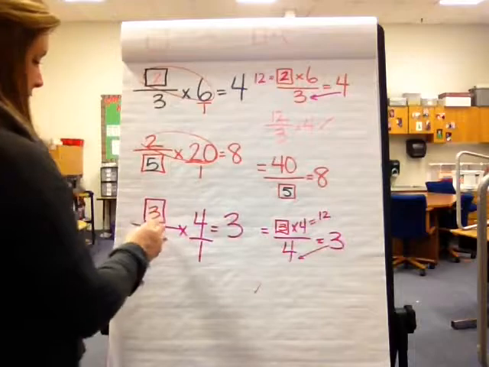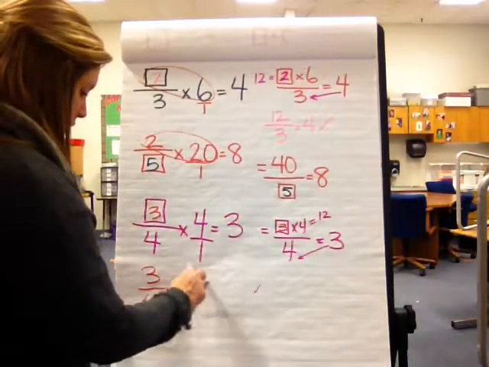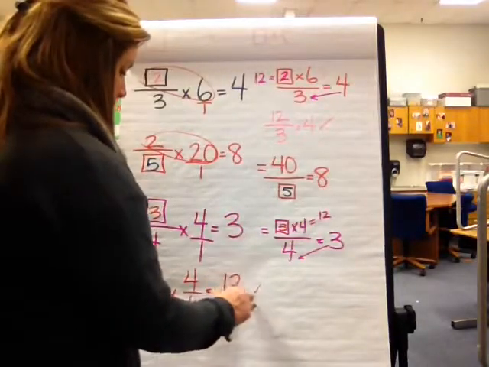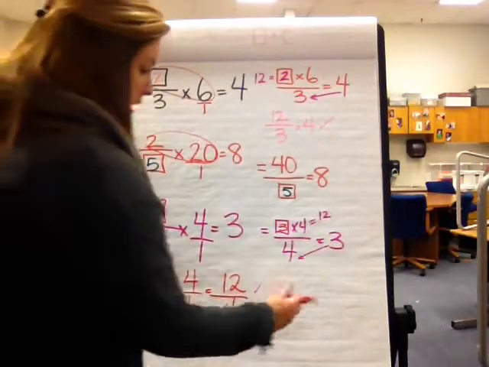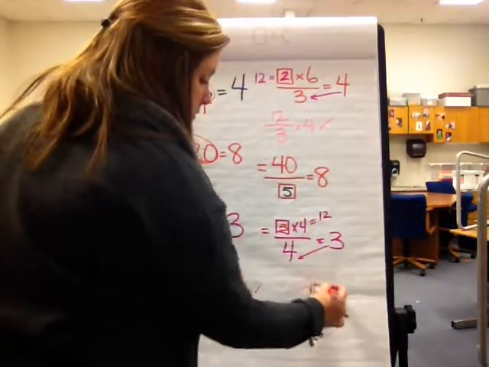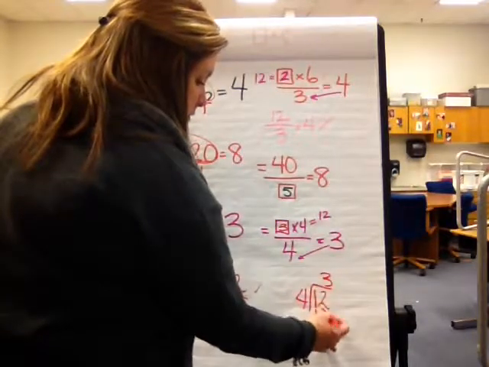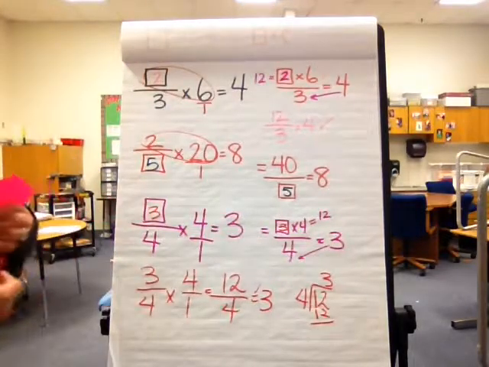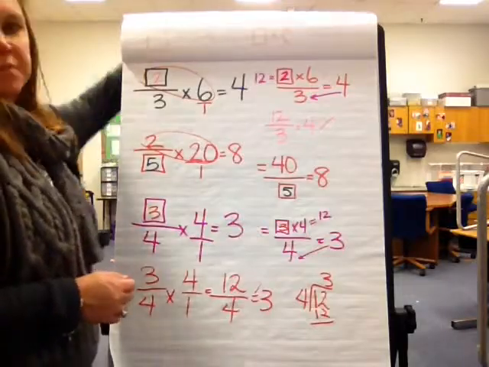So does that make sense? 3/4 times 4, which is the same thing as 4/1. 3 times 4 is 12. 4 times 1 is 4. It's 12 divided by 4. That is correct. All right, now you may turn to 6.3.